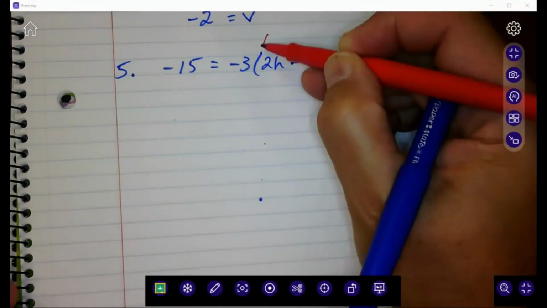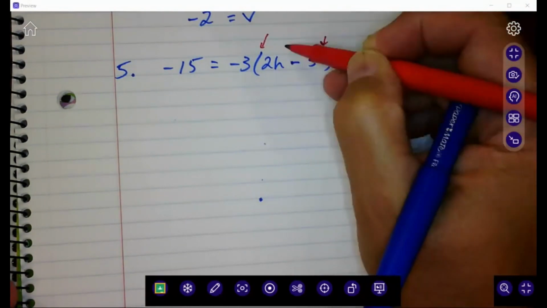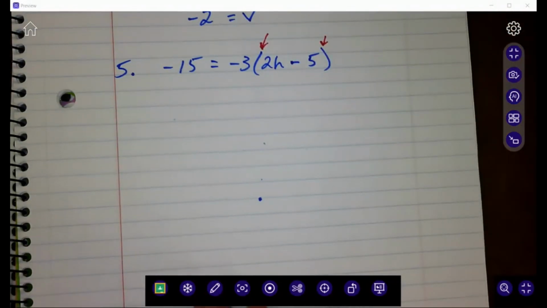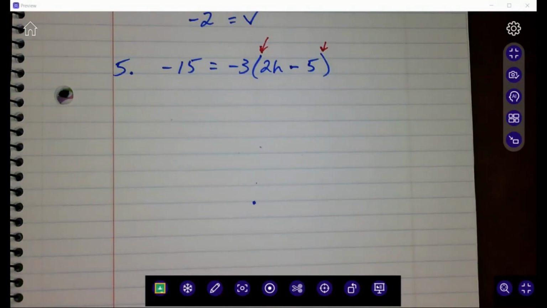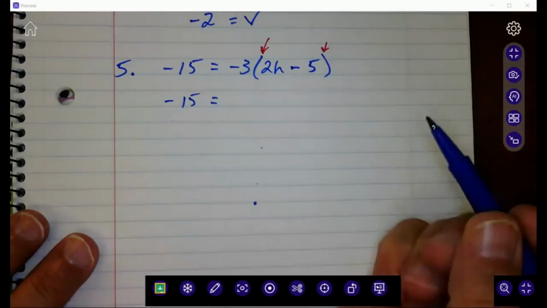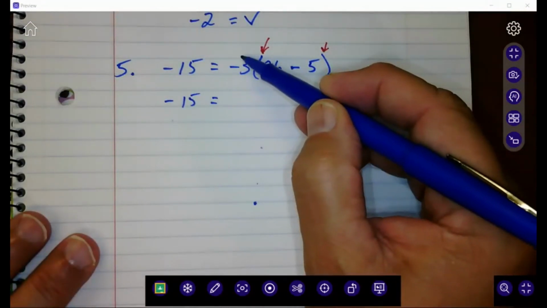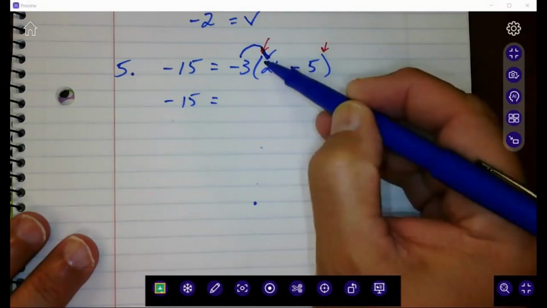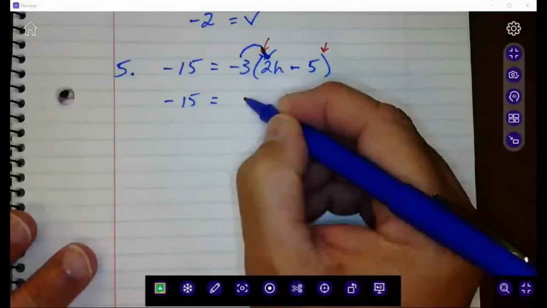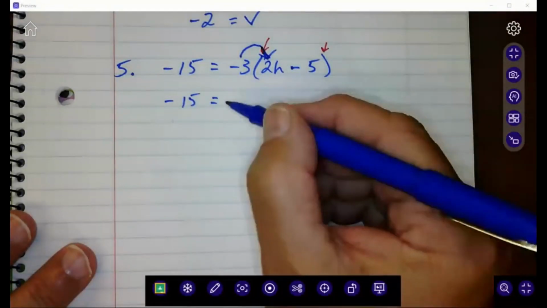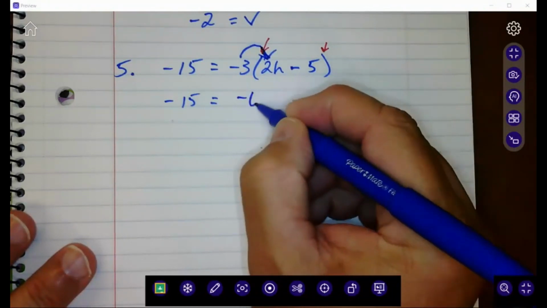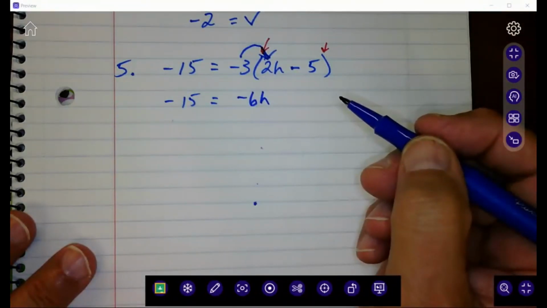In this problem, we have parentheses. Equations don't like to have parentheses in them, so we need to get rid of those parentheses. So on this side, we still have a -15, but here we need to distribute -3 times 2h. So what is -3 times 2h? -3 times 2h, -6h. Correct.